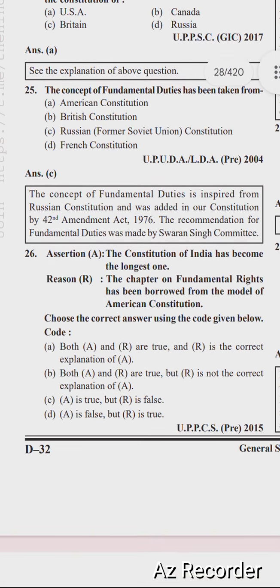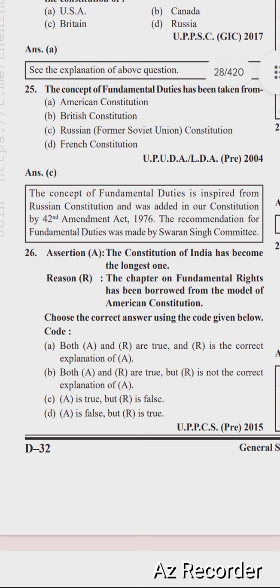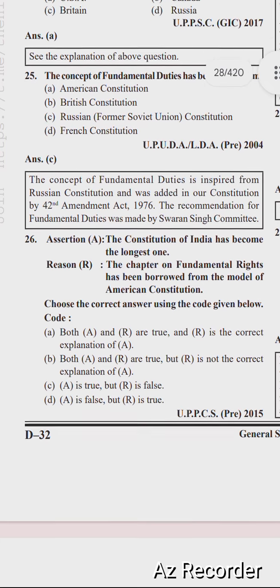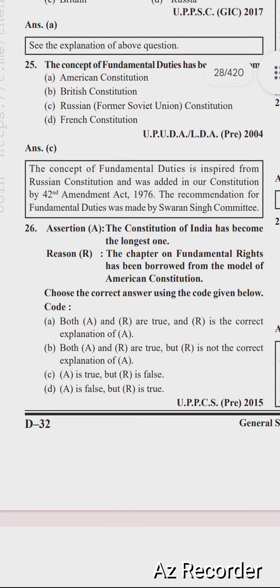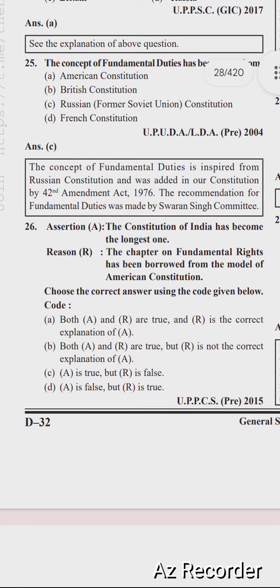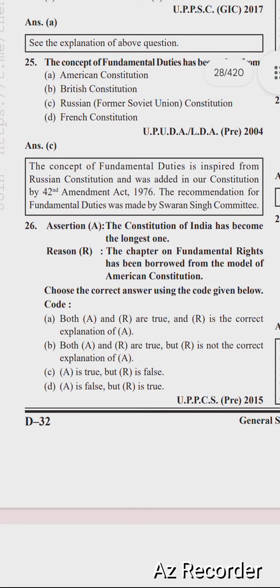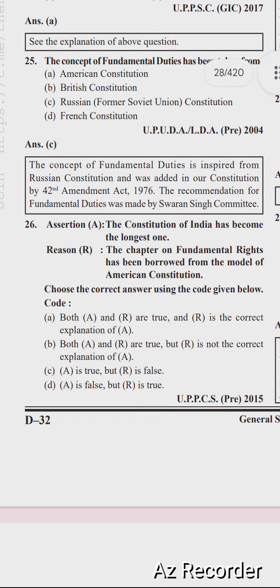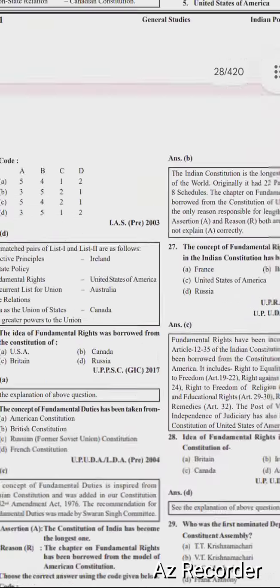Next question is the assertion and reasons. Assertion: the Constitution of India has become the longest one. Reasons: the chapter on fundamental rights has been borrowed from the model of American Constitution. Choose the correct answer using code given below. Code A is true. A and R are true, R is correct explanation of A. A and R true, but R is not correct explanation of A. A is true, but R is false. A is false, but R is true. Right option is option number B.